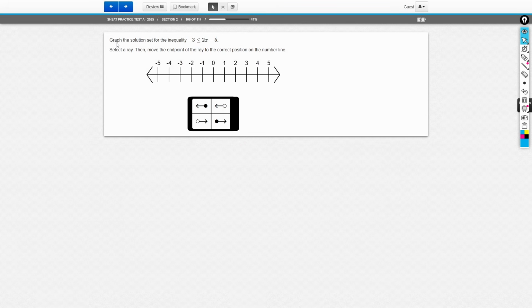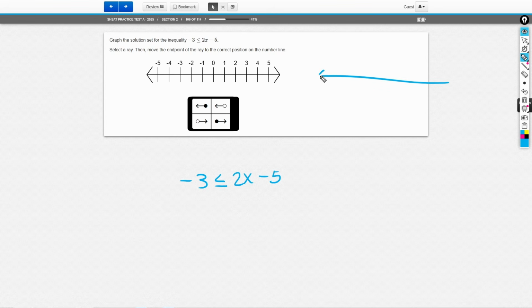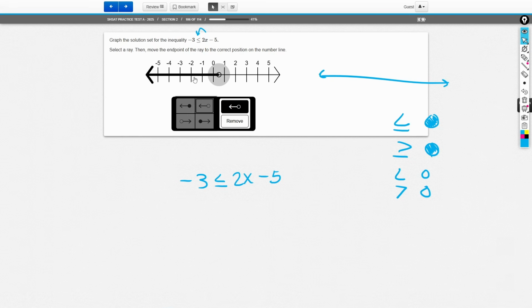Over here, it asks us to graph the solution set for the inequality -3 is less than or equal to 2x minus 5. So remember, whenever I'm writing out an inequality on a number line, 2 rules, right? Greater than or equal to, less than or equal to means you're dealing with a closed circle. Less than, greater than means you're dealing with an open circle. In this case, I'm dealing with a less than or equal to sign, so I'm going to put one that has a closed circle.